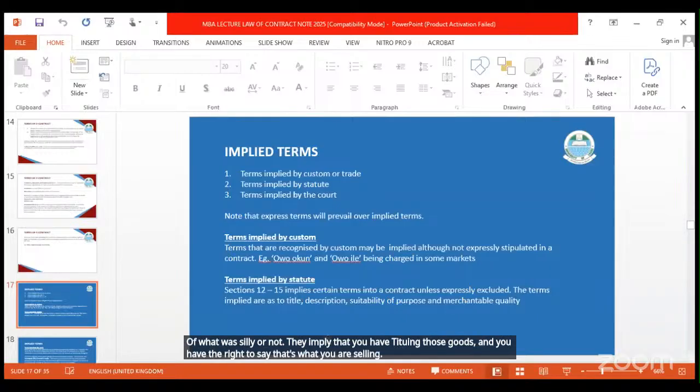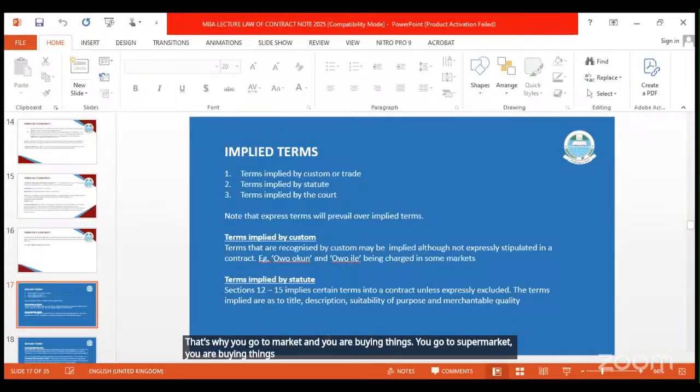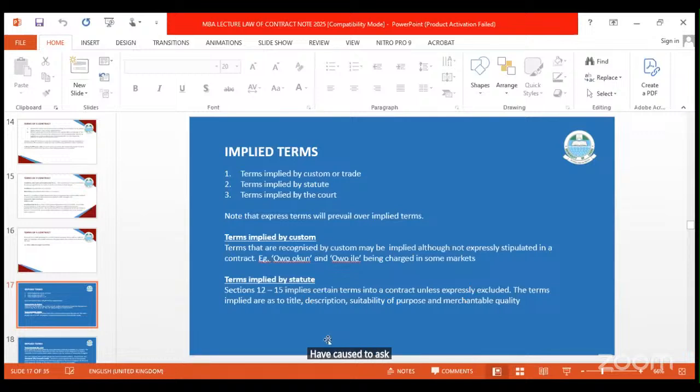That's why you go to the market and you are buying things. You go to a supermarket, you are buying things. You never have cause to ask those supermarket attendants, look, I want to see the owner. Okay, this is the owner. I want to verify from you, these goods in this supermarket, are you the owner? You say yes. Well, show me the evidence that you are the owner. These are things you're supposed to be doing. No, you don't do it. Just go there, you pick an item, you rush, you pay, you go. You are just demonstrating you are a big lawyer.